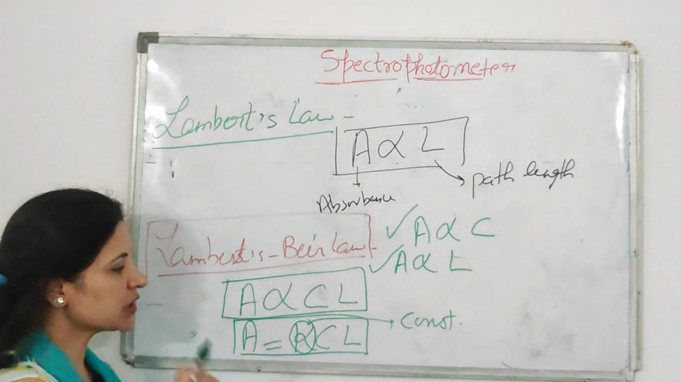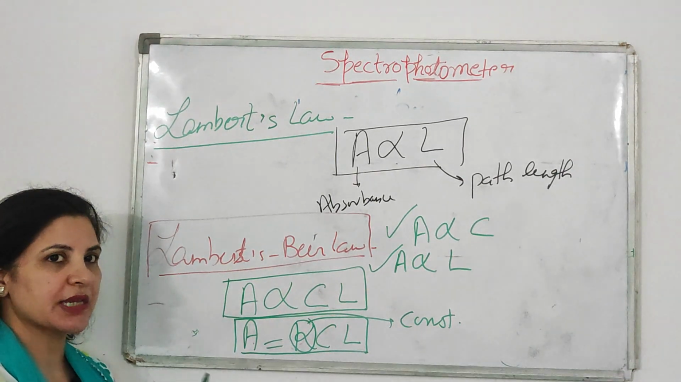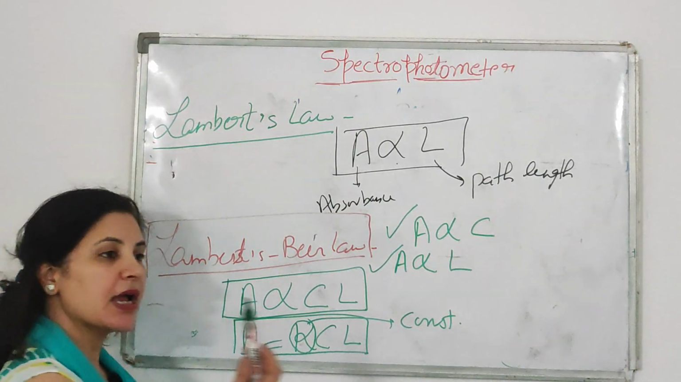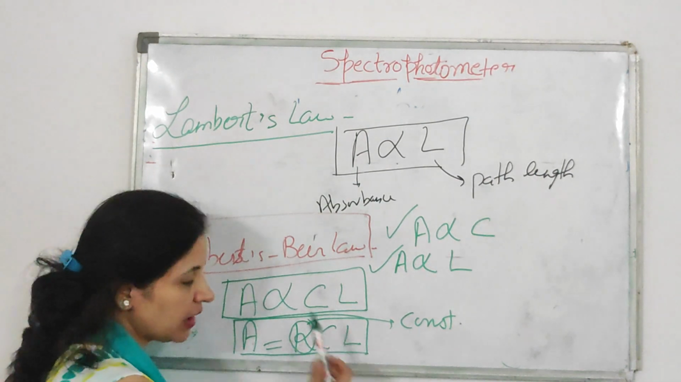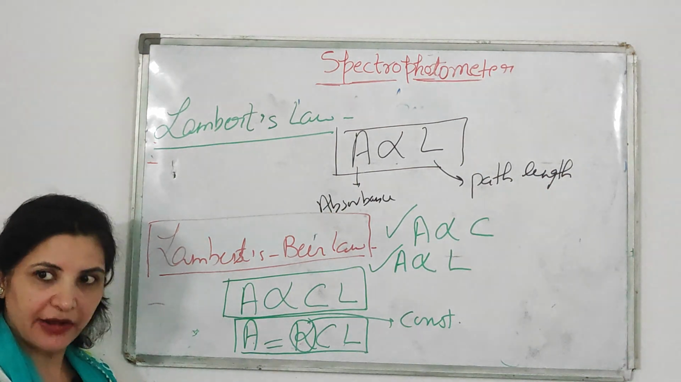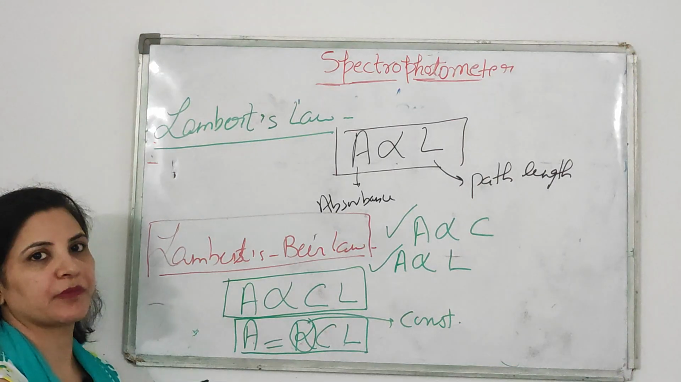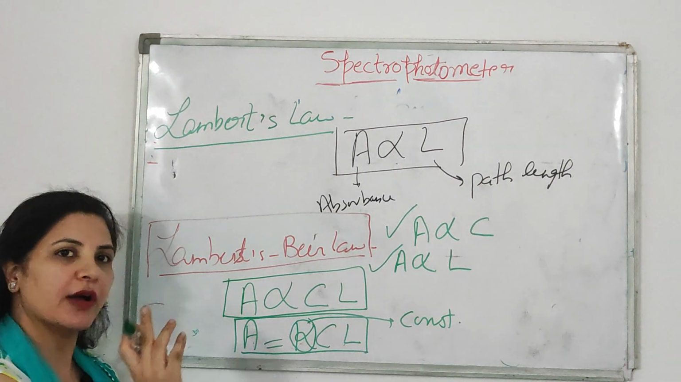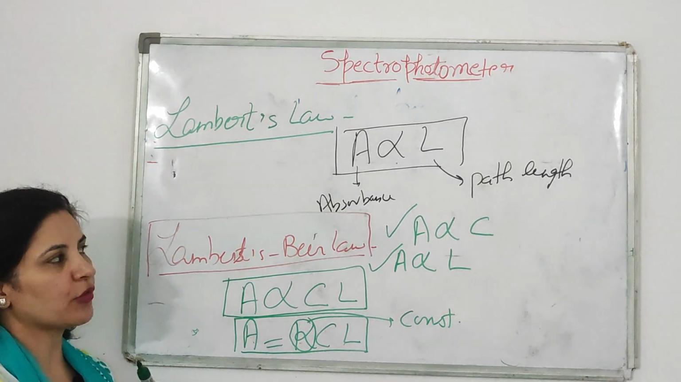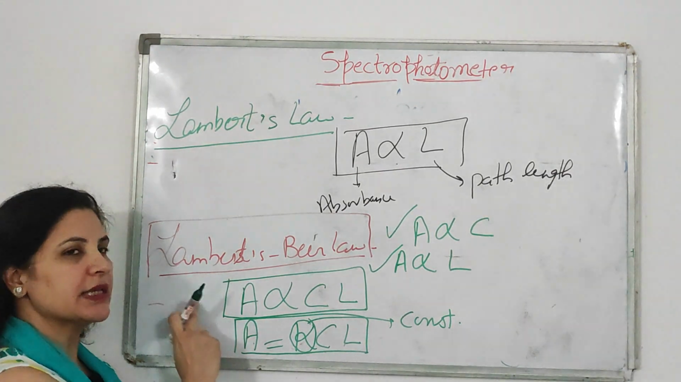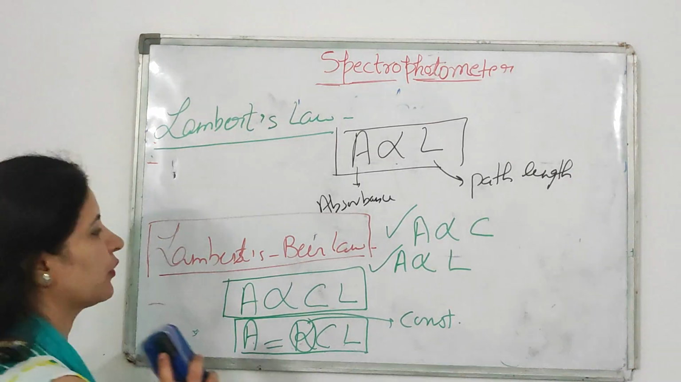That means Beer's law states that the absorbance of any substance is directly proportional to the concentration of the solution, and Lambert's law says it is directly proportional to the path length that light travels inside the solution. The spectrophotometer works on both Lambert's and Beer's laws. This is the principle of the spectrophotometer.